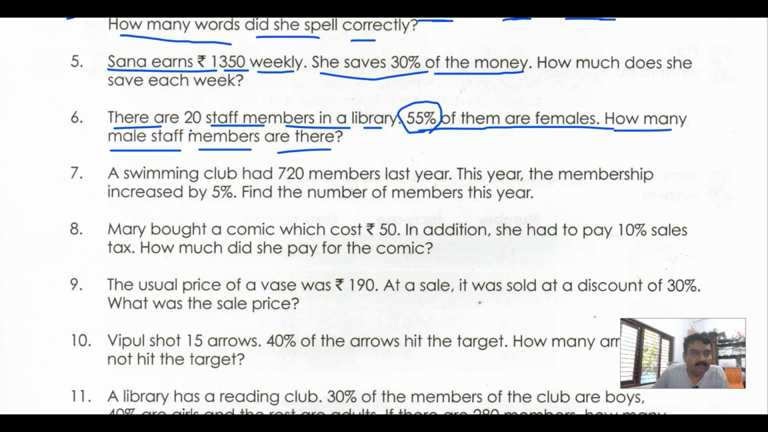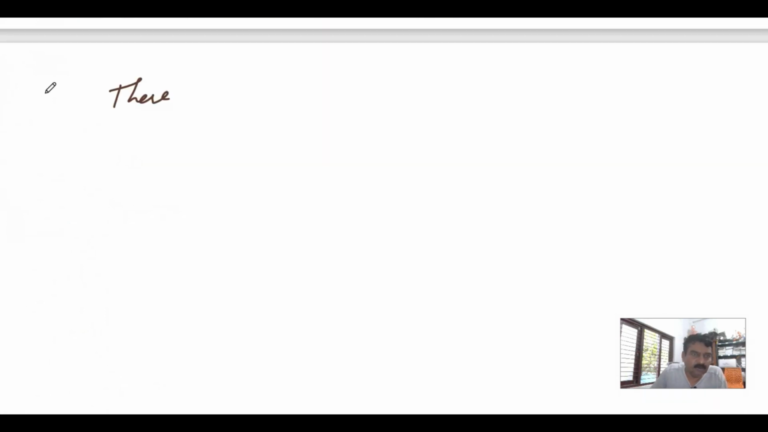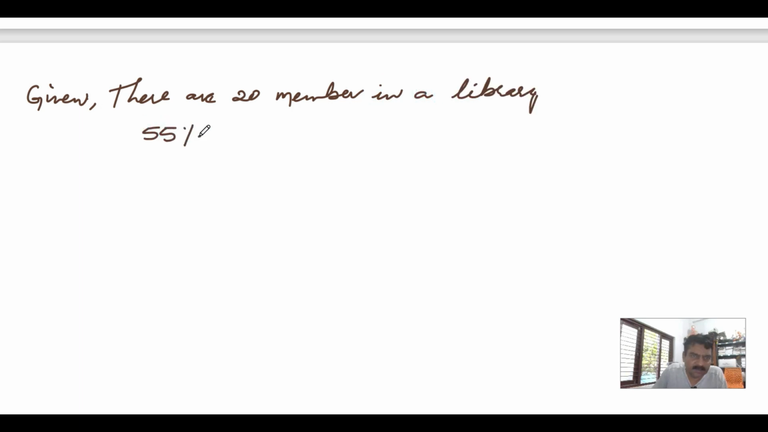So we'll write down, there are 20 staff members. Given, you write down first. Given there are 20 staff members, 20 members in a library. 55% of them are females. Then how many males are there? First we'll find out the percent, then we'll find the total members of male.